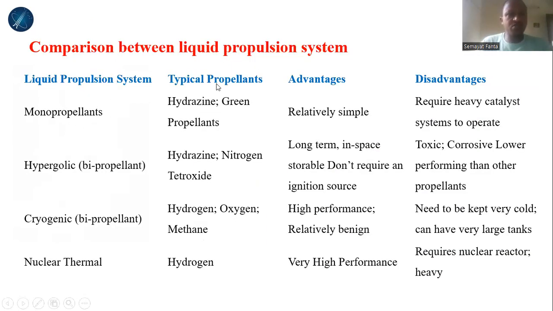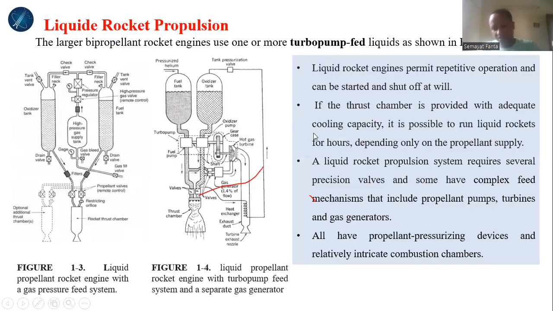So we have the monopropellant system, the hypergolic or bipropellant system, and the cryogenic bipropellant system. And there is also nuclear thermal, which we will discuss soon. So what are the typical propellant types in this case? What is the advantage we can gain from those?